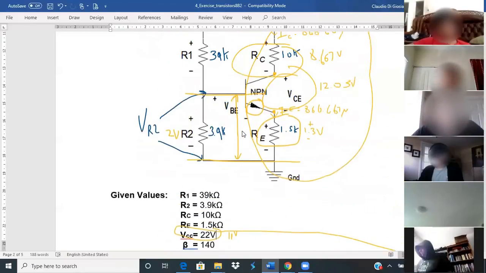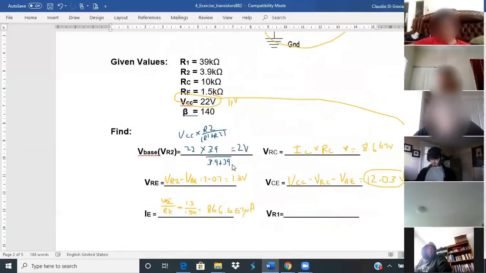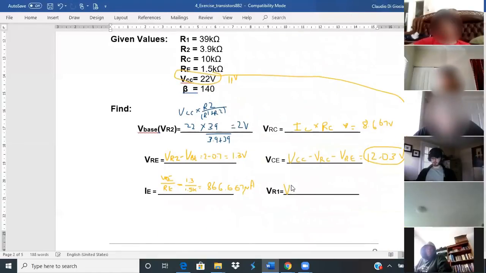VR1, the last variable to solve for, is right up here. So we have 22 volts being supplied to VR1 and VR2. We already have the value for VR2. Whatever is left over will be VR1. So 22 minus 2 will give us 20 volts here. So the formula, VCC minus VR2. So looking at 20 volts.